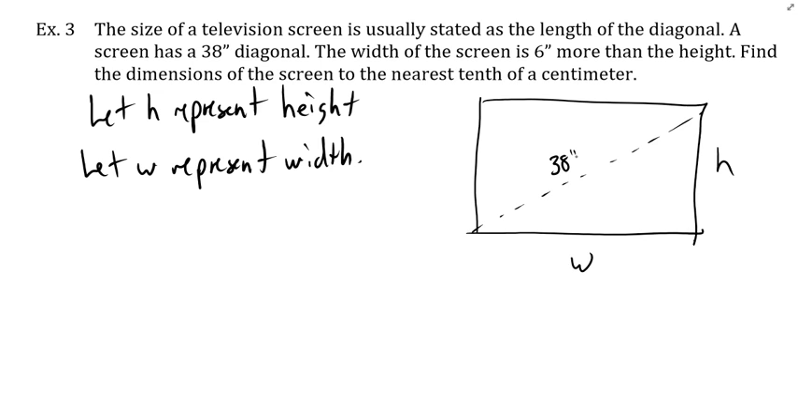What else does it tell me? Jaden? Height plus 6. Nice. So it just gives it to me. There's my little mini formula that I have to do before I get going. TV screens are rectangles, so a lot of people think, oh, this is an area question. So I guess I do 38 equals h times h plus 6. I think some people would do that. But why is that wrong?